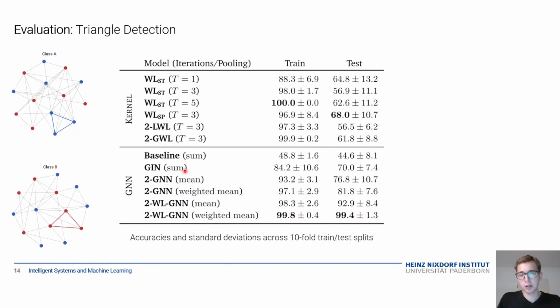This GNN architecture here, for example, is a state-of-the-art one-dimensionally bounded graph neural network, and as you can see here, its generalization performance is significantly worse than that of our two-dimensional approach. So this really illustrates also empirically that two-dimensional graph neural networks have a unique advantage over the existing one-dimensional approaches.